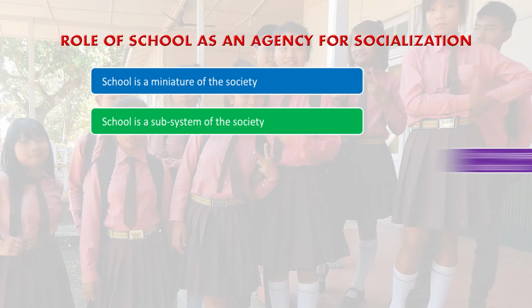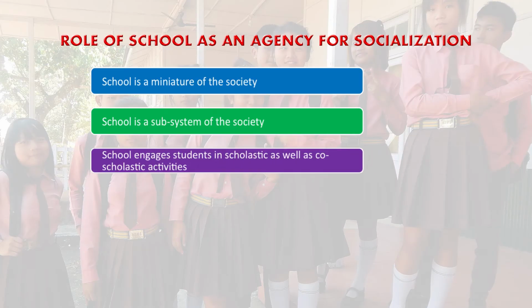I have already said that school is called a miniature of the society, school is also a subsystem of the society. School engages students in scholastic as well as co-scholastic activities or abilities. So what does the school do? School involves the children in their mental development, which is scholastic in nature, and in the development of their creativity, and school also lets the children act as per their aptitude, as per their creativity. So they involve themselves in innovative work as per their creativity, their intellect and aptitude.